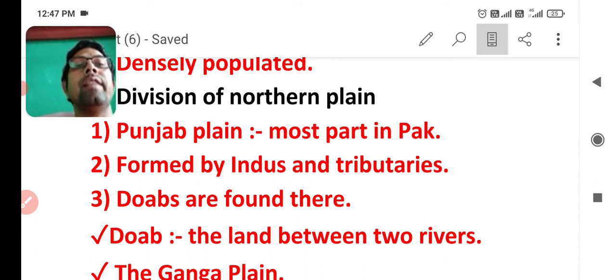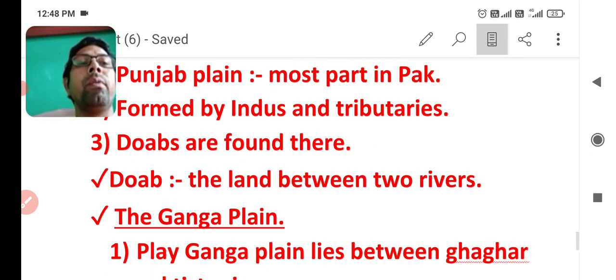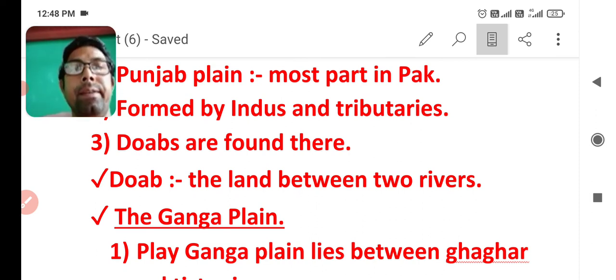You know that's why Punjab is known as Punjab. Panj here means five and Ab here means water. It means the area between the five rivers. And doabs are found there. You know that doabs. Do here means two and ab here means water. Doab means the land between two rivers. It means there are a lot of doabs in the Punjab plain.